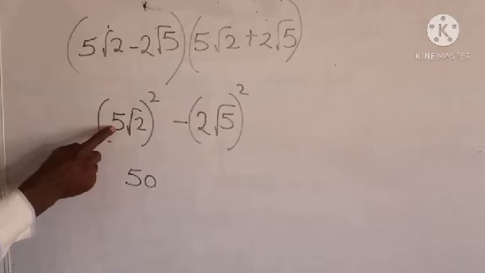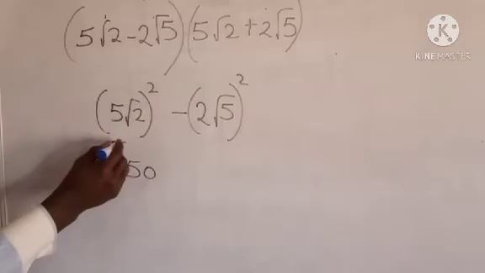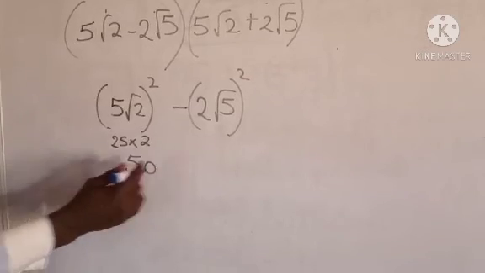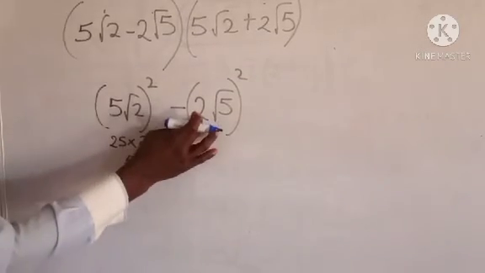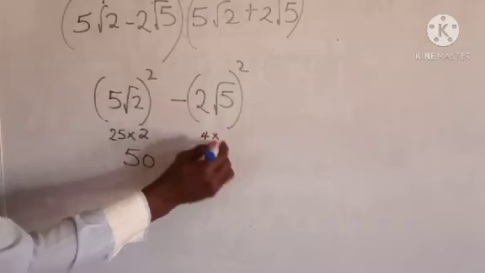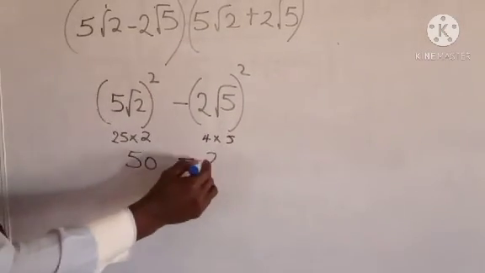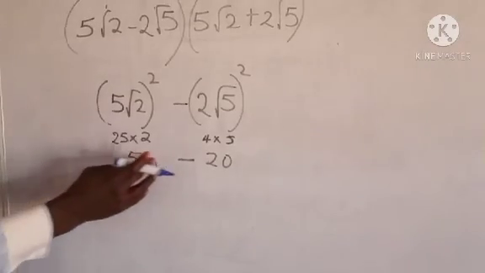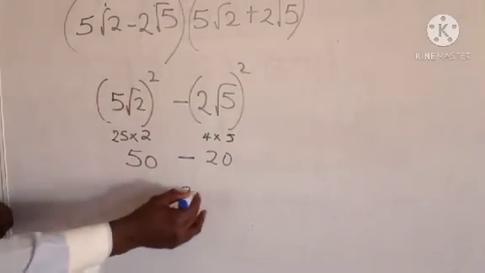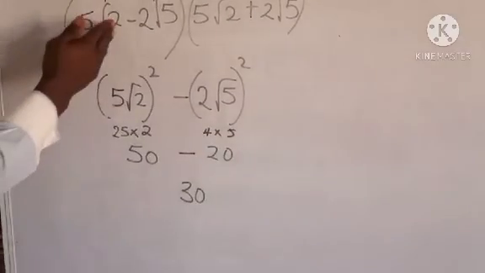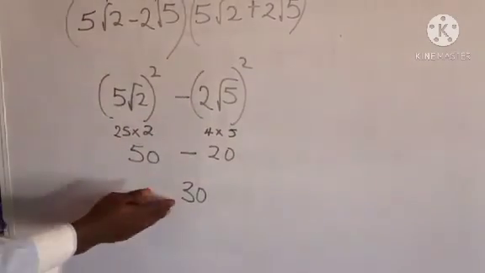Then 2 times 2, 4, times root 5 times root 5, 5, giving 20. So 50 minus 20 is 30. So when you multiply this, you get 30.